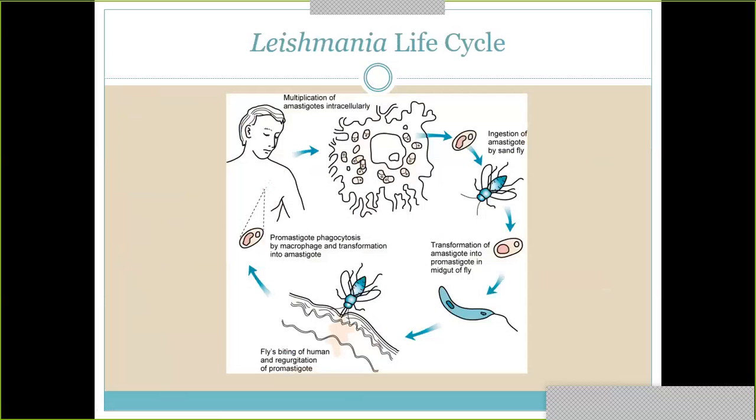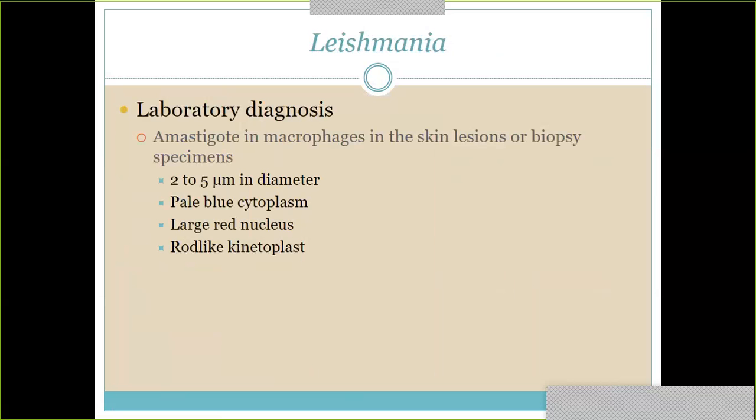All right. So know each one of those four and what it basically causes. And then again, they're all passed by the sandfly. So here's a little life cycle with the sandfly in action. The way that we diagnose this is actually seeing the amastigote inside those macrophages in the skin lesions or biopsy. If somebody were to come in with a cutaneous lesion like that, you could biopsy that lesion, and then you would look for those amastigote forms in the macrophages.